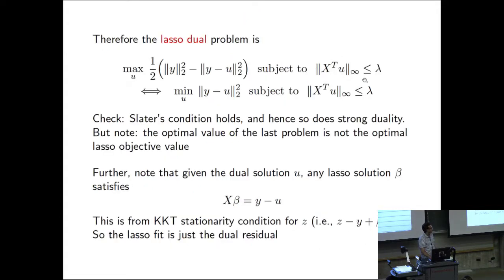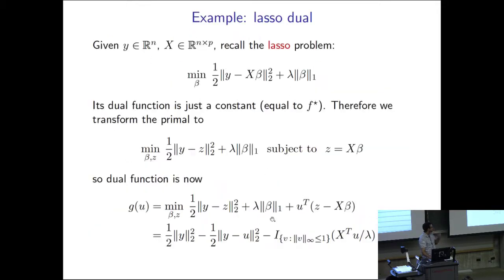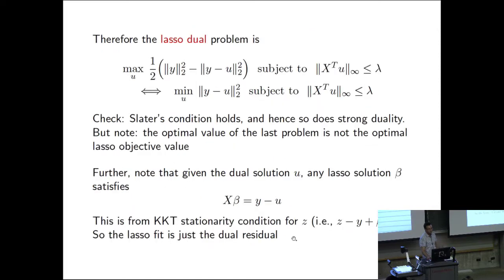Or in other words, the L infinity norm of x transpose u has to be less than or equal to lambda. If this wasn't true, then this dual function is defined as minus infinity. Since we're trying to maximize it, that's obviously the opposite direction that we want, so we think about it as a constraint. And this is just the criterion.